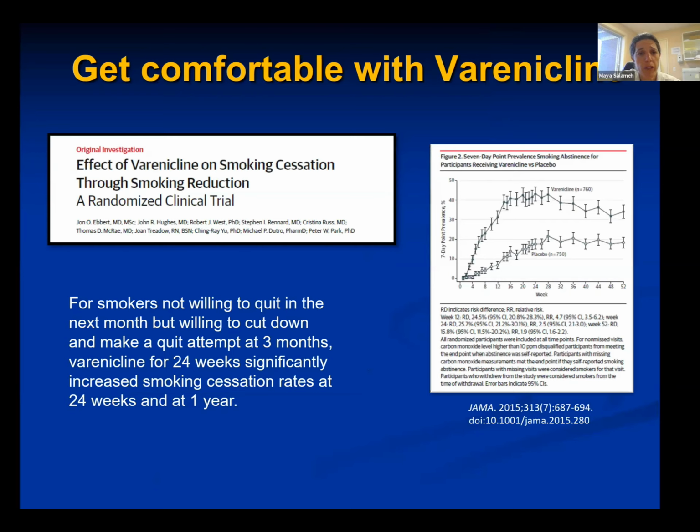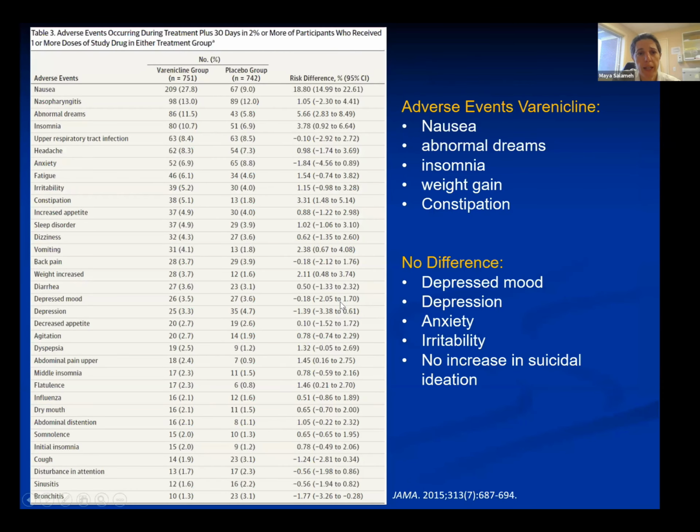The other study looking at varenicline that I thought was interesting was for smokers who were not willing to quit quite yet, but were willing to cut down and attempt to quit within the next few months. In those patients, they looked at giving them varenicline for a longer period of time and having them gradually reduce their smoking. What they found was that varenicline significantly increased smoking cessation rates compared to placebo, not only at 24 weeks, but all the way out to 1 year. Notably, again, there was no difference in some of the more concerning adverse events that we might be worried about: depression, anxiety, or increase in suicidal ideation.